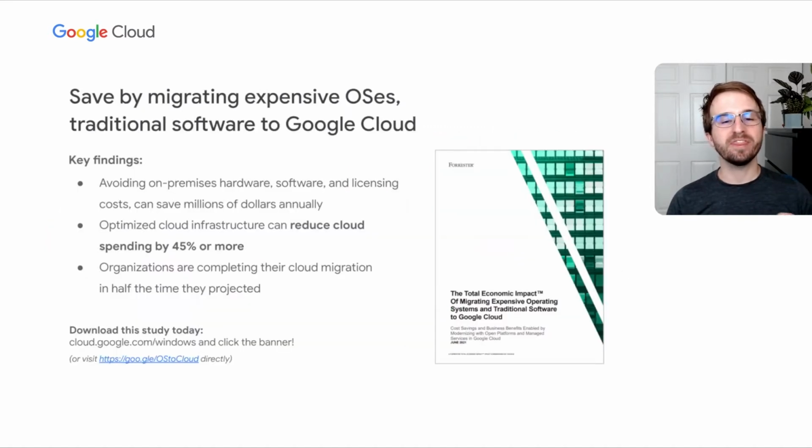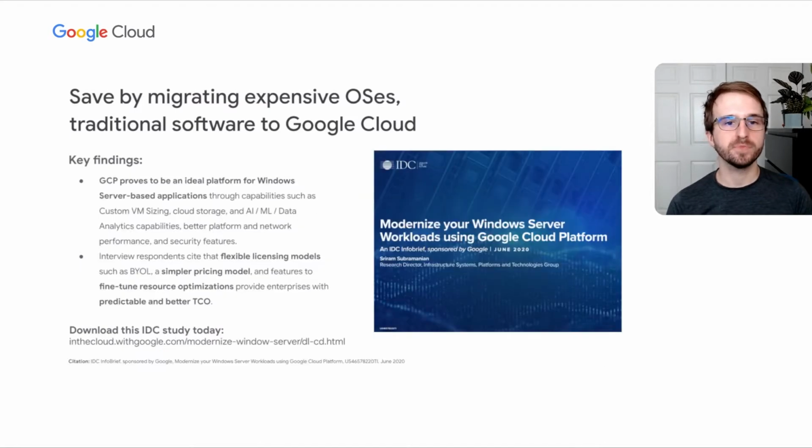At this point, we have thousands of customers that are banking on Google Cloud for their Microsoft workloads. And outside of customers, analysts are also taking a look at running Microsoft workloads in Google Cloud. Forrester recently released a total economic impact study of migrating expensive operating systems and traditional software to Google Cloud. They saw that customers could save 45% by moving to Google Cloud. You can download the study at the link on the bottom of the screen.